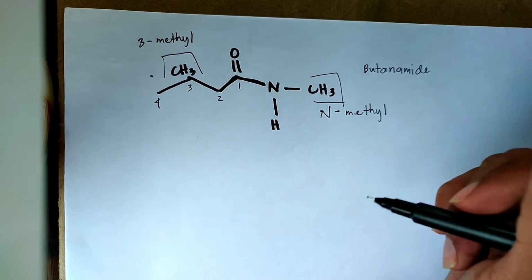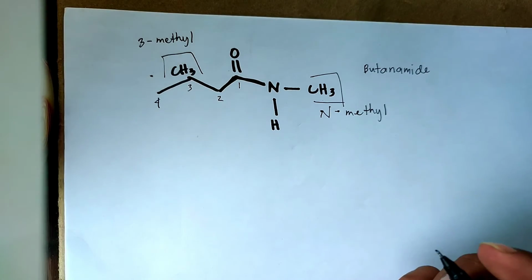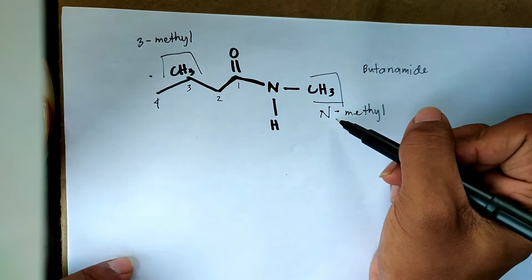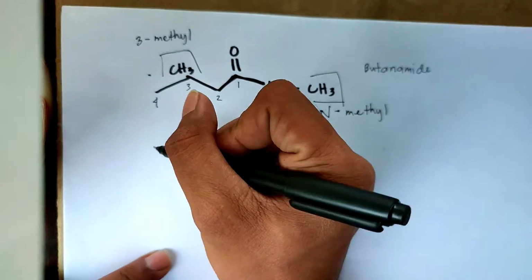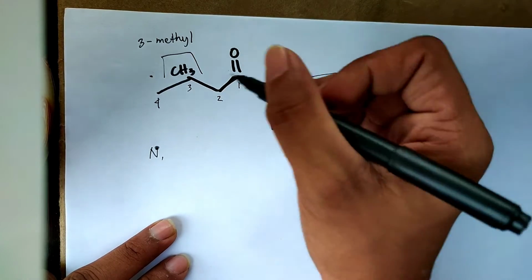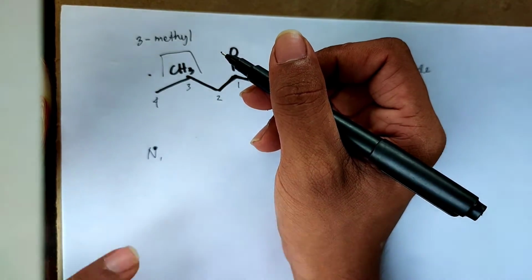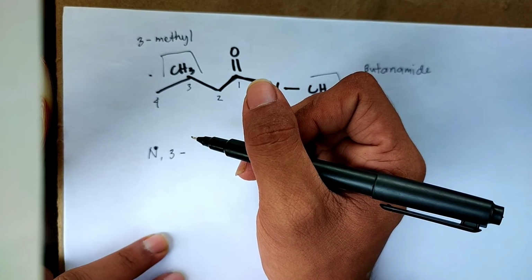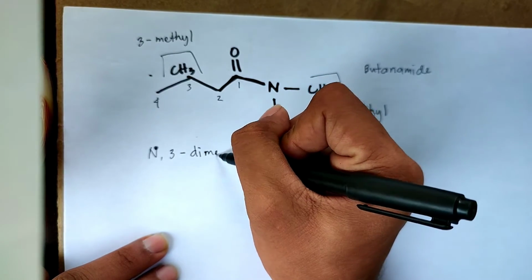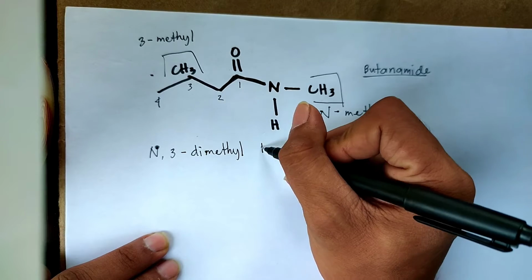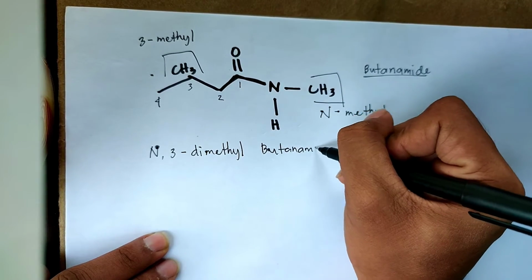So how do we name it? As I read earlier, the other hydrocarbon chains attached to nitrogen are called substituents, and the name should begin with N. So the name goes like this: first the N, comma, then the 3, since it is attached to the third carbon. Since there are two methyls, it becomes dimethyl. Then we add butanamide. It becomes N,3-dimethylbutanamide.